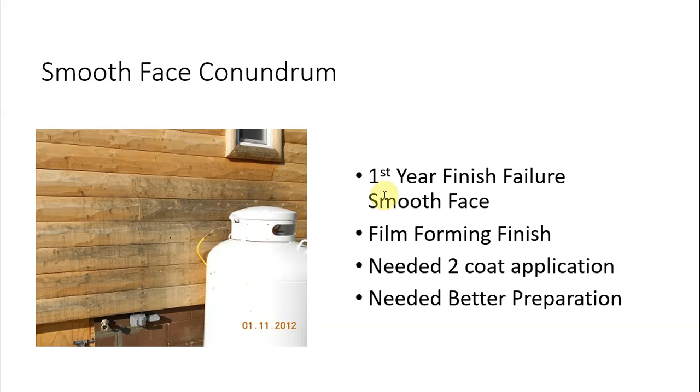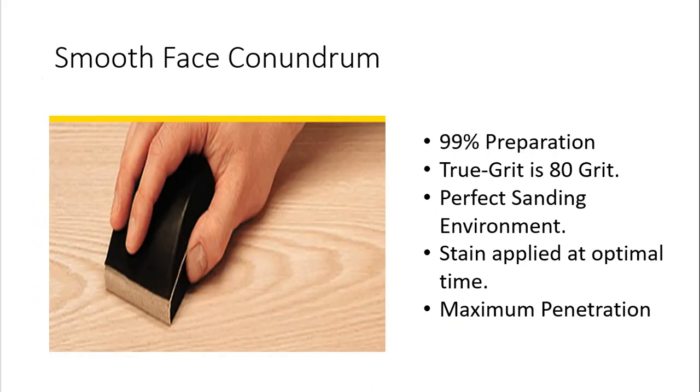This one was me learning the hard way that smooth faced, these stains needed a different 2-coat application, not a 1-coat. This was actually the water bouncing down off the tank, splashing back onto the finish, wore the finish out, and turned the wood black. So a lot of the smooth face failures that we look at are preparation related. I mean, 99% of your wood failures are installation or preparation related. All right. Now, what is good preparation?